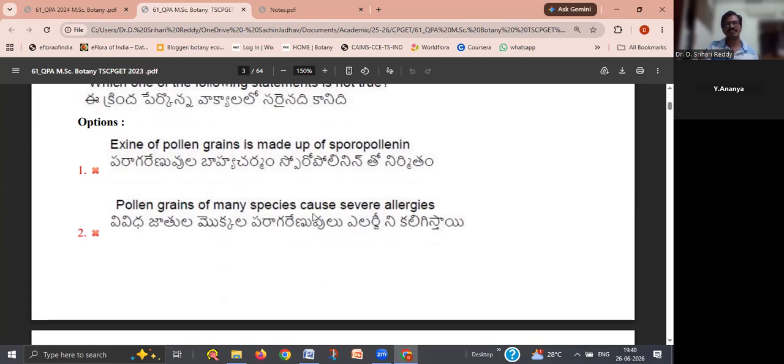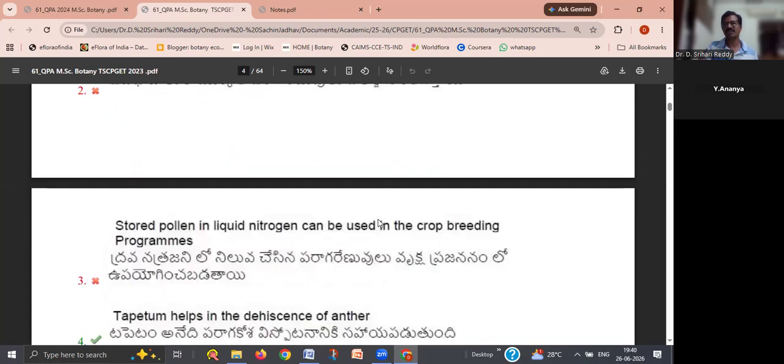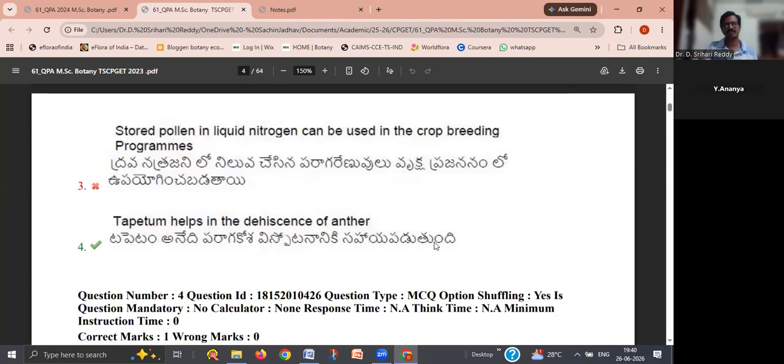Pollen grains of many species cause severe allergies. That is also right. They cause hay fever, like that. Stored pollen in liquid nitrogen can be used in crop breeding programs. That is also right. Okay, that is called cryopreservation, preservation of the pollen in liquid nitrogen, and later those pollen can be used for crop breeding experiments. That is also true. And tapetum helps in the dehiscence of anther.